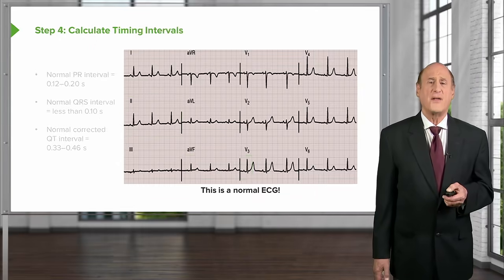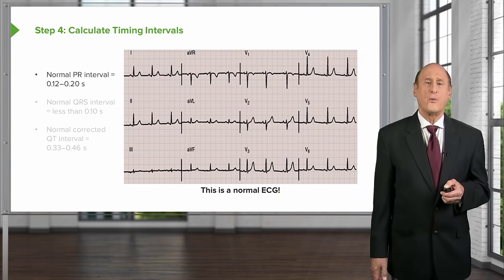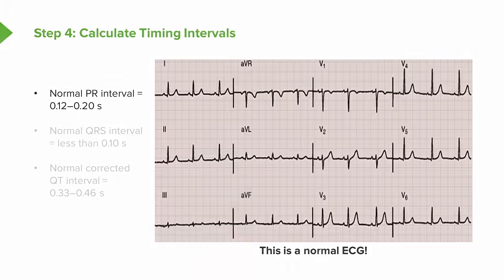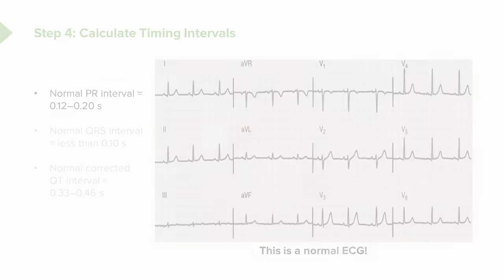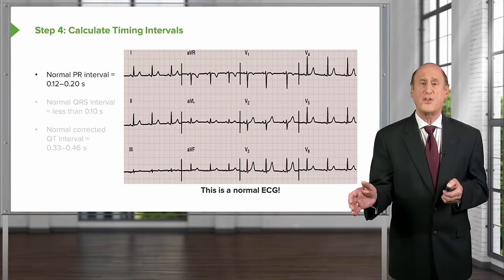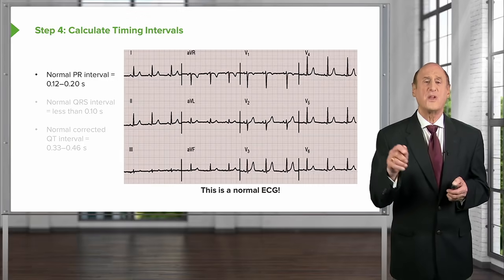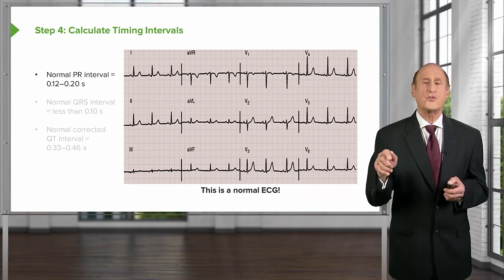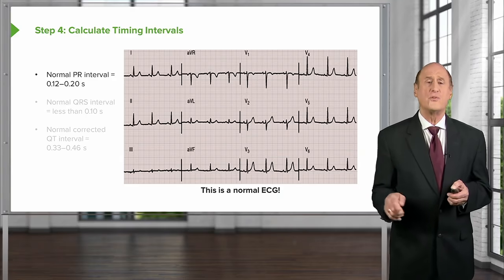Again, let's talk about the intervals. So a normal PR interval is 0.12 seconds to 0.20 seconds. That's 3 little boxes to 5 little boxes, right? You remember there's 5 little boxes within the bigger box. So the normal PR interval from the beginning of the P wave to the beginning of the QRS is somewhere between 3 and 5 little boxes, 0.12 to 0.20 seconds.